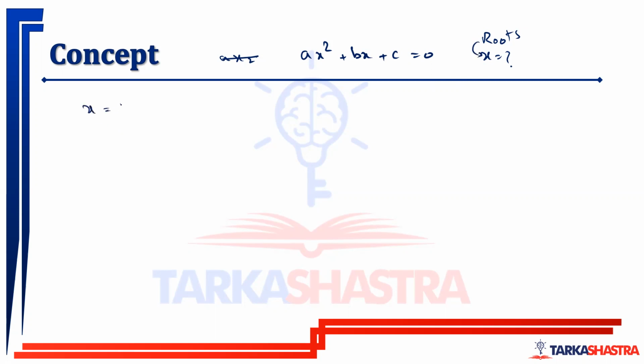So x, which is nothing but the roots of the quadratic equation, are minus b plus or minus under root of b square minus 4ac upon 2a. है So b is what? Coefficient of x. a is what? Coefficient of x square. c is what? A constant term. Okay, so x is nothing but roots, and roots are minus b plus or minus under root of b square minus 4ac upon 2a.